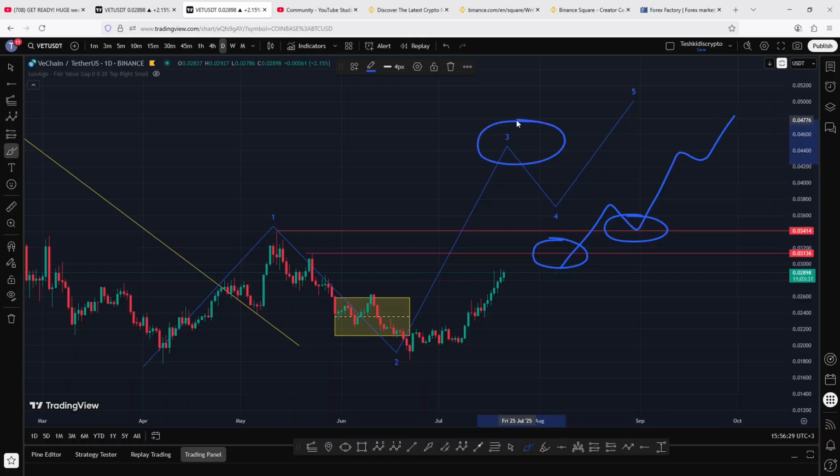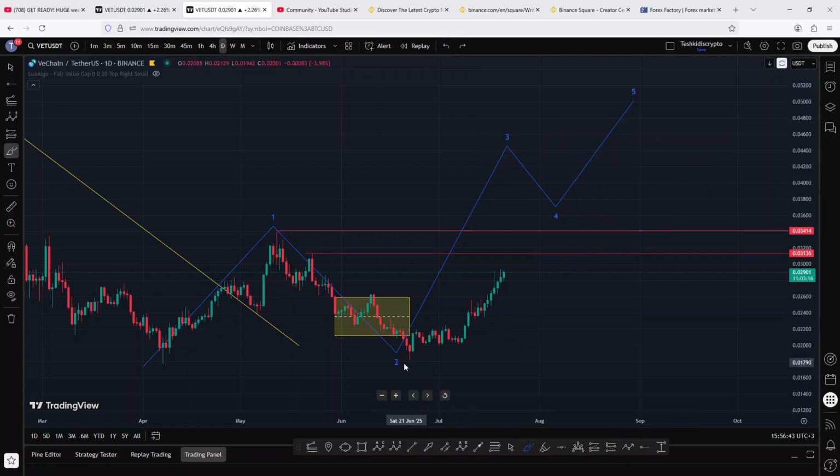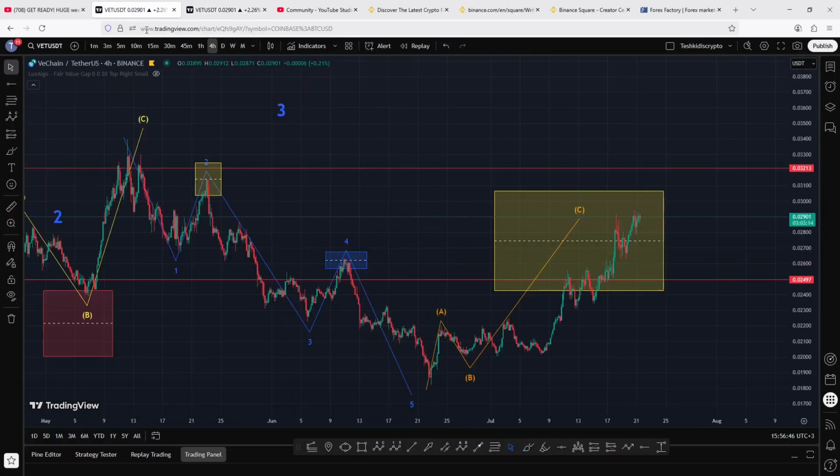maximize our minimum target areas in the formation of that wave 3, then expect a short-term pullback in that wave 4, and then continue pushing high in the formation of that wave 5 to the upper side. So that is all that I am expecting on the long term here on the Vechain chart.